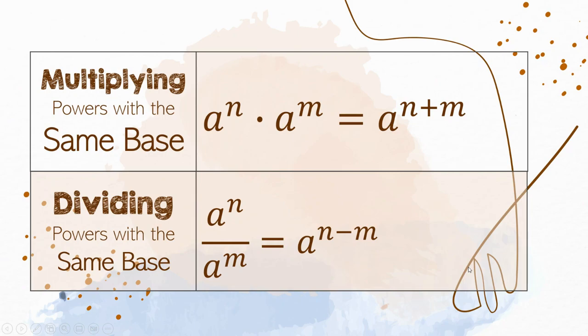Okay, so hopefully we kind of picked up on that. So these are our two big rules when we're multiplying powers with the same base and dividing powers with the same base. Remember, these rules only apply when we have the same base. Okay, that base could be the same number. It could be the same variable. It has to be the same base.